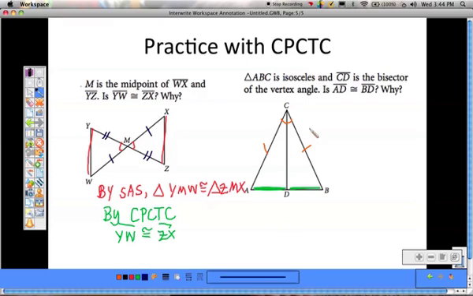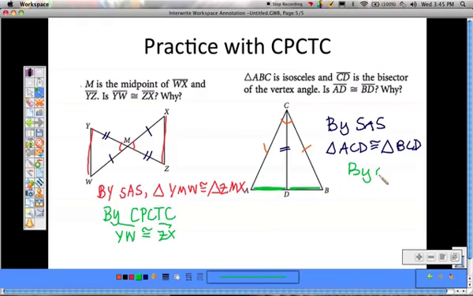All right, so first step, try to prove the triangles are congruent. And by side, angle, side, these two triangles are the same. So triangle ACD is congruent to triangle BCD. And if those triangles are the same, by CPCTC, the corresponding parts are the same, so these two parts correspond. So AD must be equal to BD because they're exactly the same triangle. So there's examples of how we can use CPCTC.